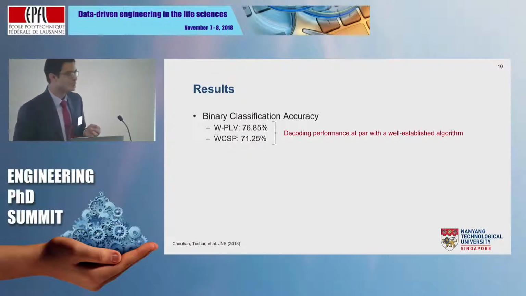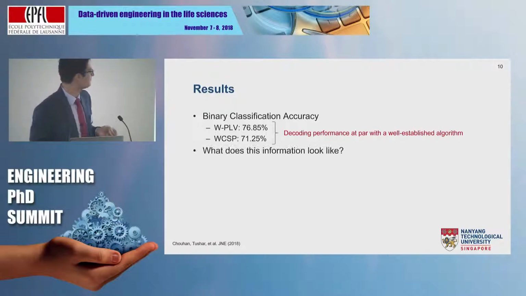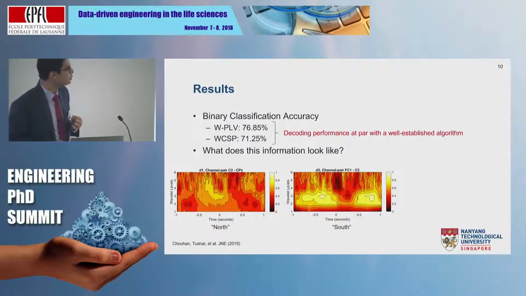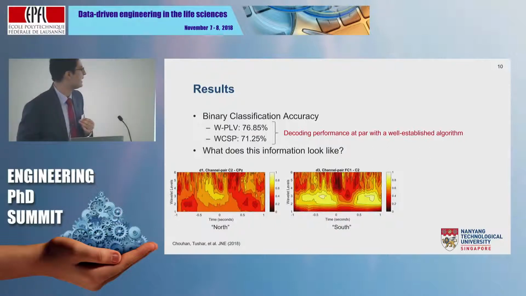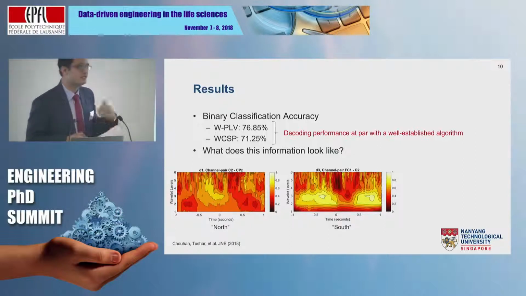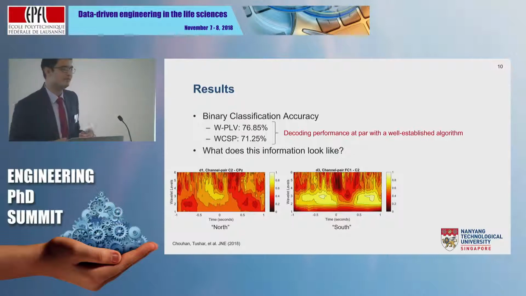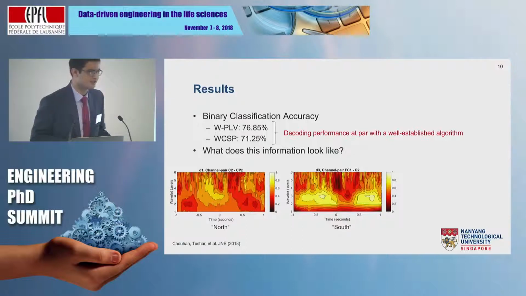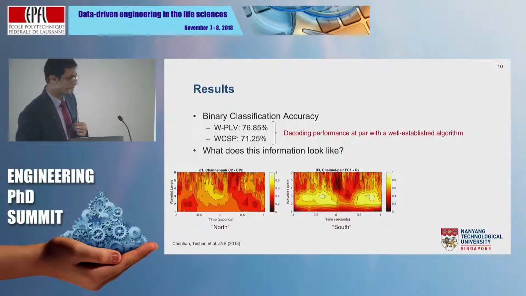But more importantly, let's look at what does this information really look like? Like what does this really mean in terms of the neurophysiological sense? So here we have 2 time frequency maps. And this is basically showing the interaction between 2 pairs of channels. In the left-hand side, which is associated to north direction, movement in the north direction, the channel pair which is used is C2CPZ. And we were able to identify this by basically isolating those features which were most commonly picked when we ran cross-validation across all the different subjects. Okay, so on the left-hand side, it is C2CPZ. On the right-hand side, it is FC1 and C2.